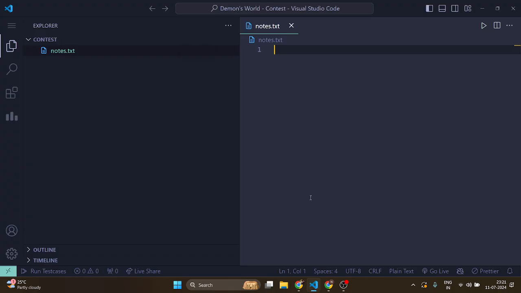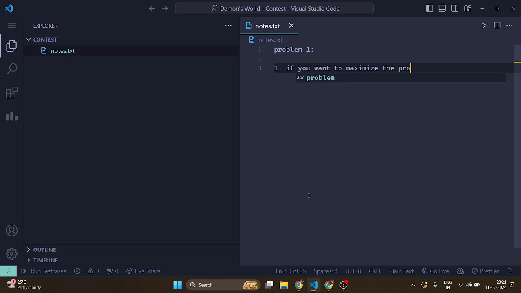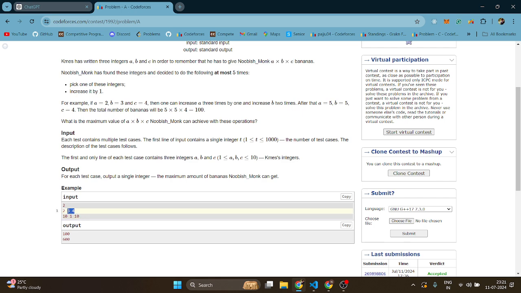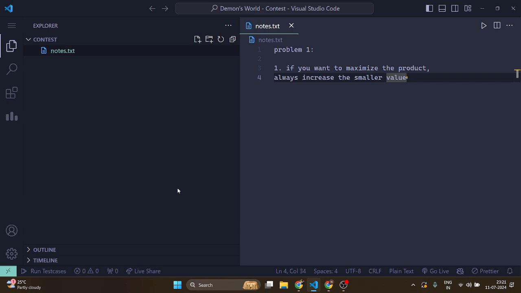Okay, so one thing which is very common and always remember: if you want to maximize the product, always increase the smaller value. I don't want to go in depth of this statement. You can take a couple of examples and find it out for yourself. So basically, you put this in an array, sort it, increment the smaller value once, again sort it, increment the smaller value once, again sort it, increment the smaller value once. Do it five times and then take the product. You will get your answer.